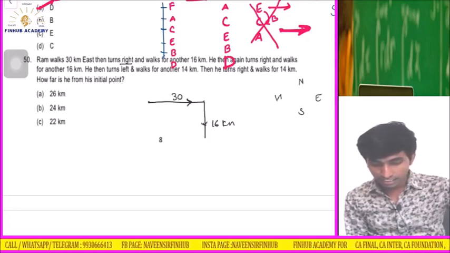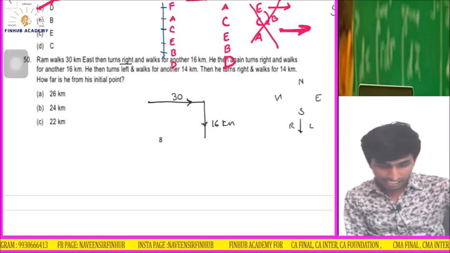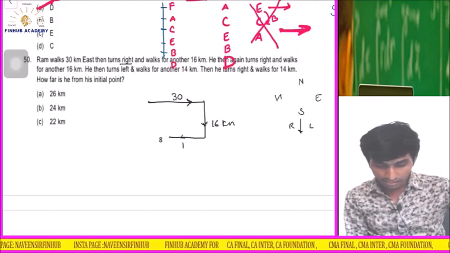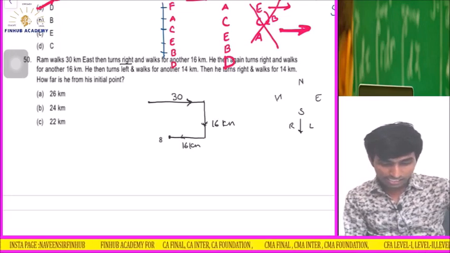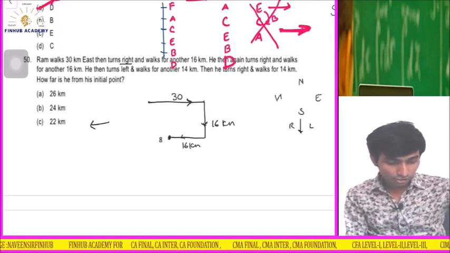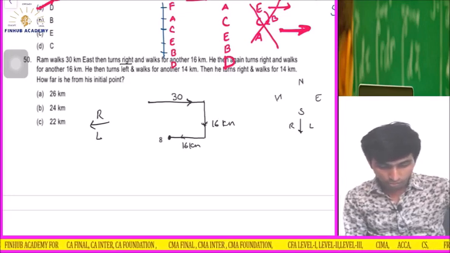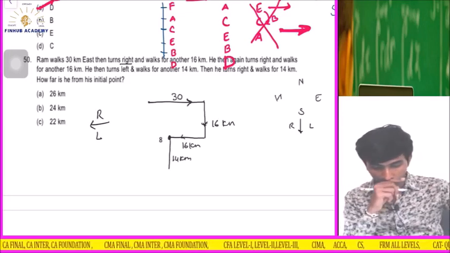He then again turns right. Now he is facing like this, so this is his left side, this is his right side. Again he turns right and walks another 16 kilometers. Now he is facing this side, so this is his left, this is his right. He turns left and walks another 14 kilometers. So this is 14 kilometers, smaller than 16.